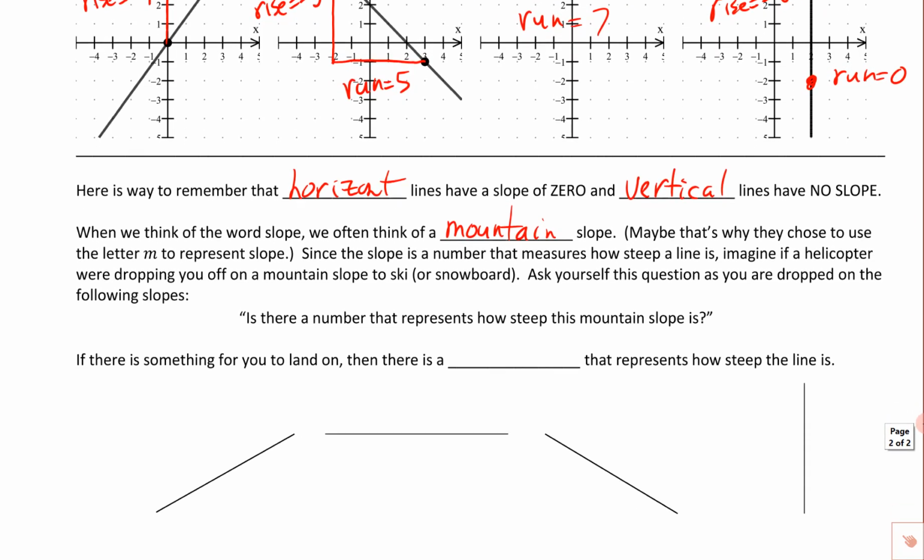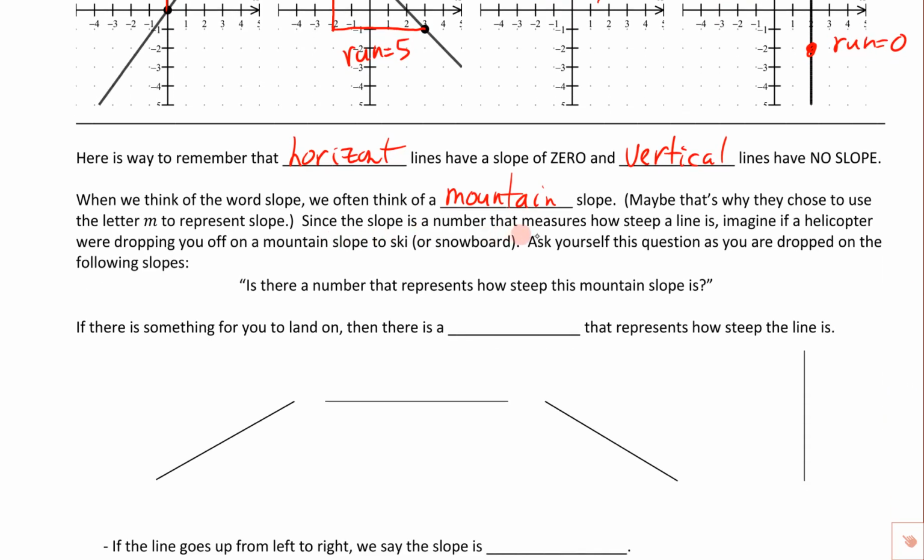Okay, so since the slope is a number that measures how steep the line is, imagine if we were dropped off with a helicopter and we were going mountain skiing or snowboarding or something like that. So we're going to go heli-skiing, and we've got a helicopter hovering up here, and it's going to drop us off on one of these slopes right here. So we've got 4 choices right here. Okay, now as you get dropped off, I want you to think to yourself this question: is there a number that represents how steep this slope is?